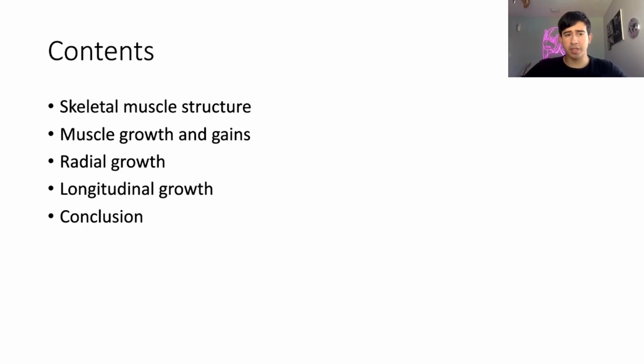So what we're going to go over today in this video is the structure of the skeletal muscle, the muscle growth and gains, how muscle growth occurs. Then we're going to go into the different types of muscle growth, or how muscle can grow, which is radial growth and longitudinal growth. And then we're going to finish off with a quick conclusion.